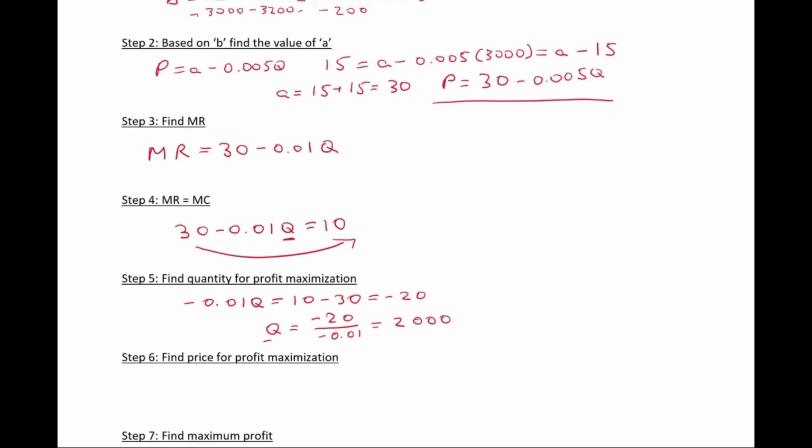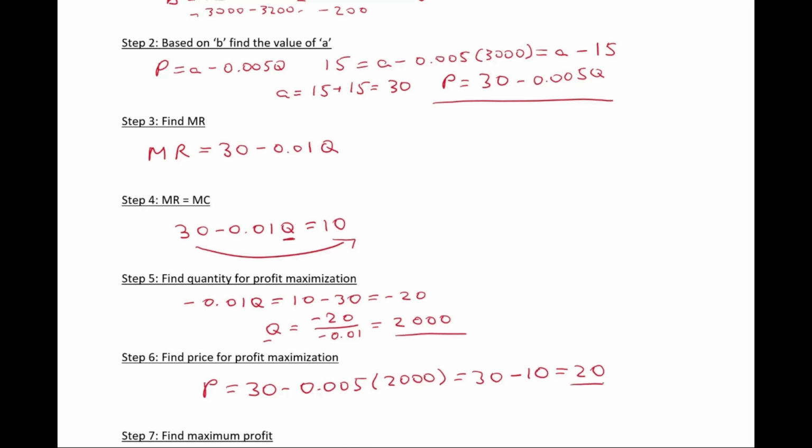So we can find P is equal to 30 minus 0.005 into 2000, which gives us 30 minus 10. So P becomes 20. So our profit will be maximized where Q is 2000 and where P is 20.